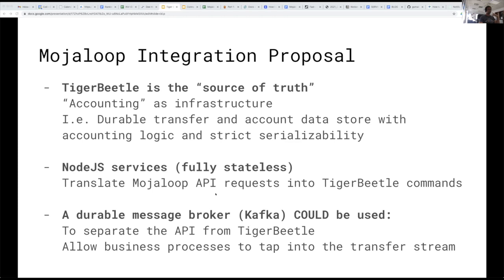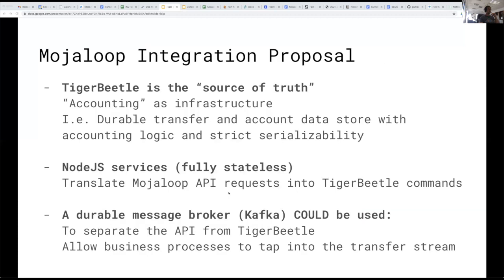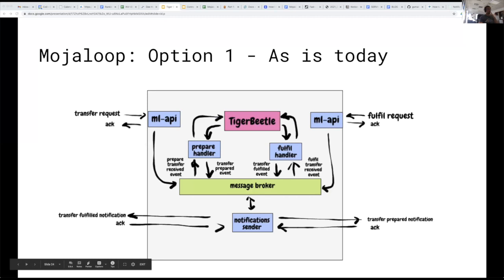As we've iterated on our thinking around this, we think that some sort of message broker will likely be used. I've said it could, but actually it's quite likely that it will be used. And then other business processes may also tap into that message stream. So we have a few options.